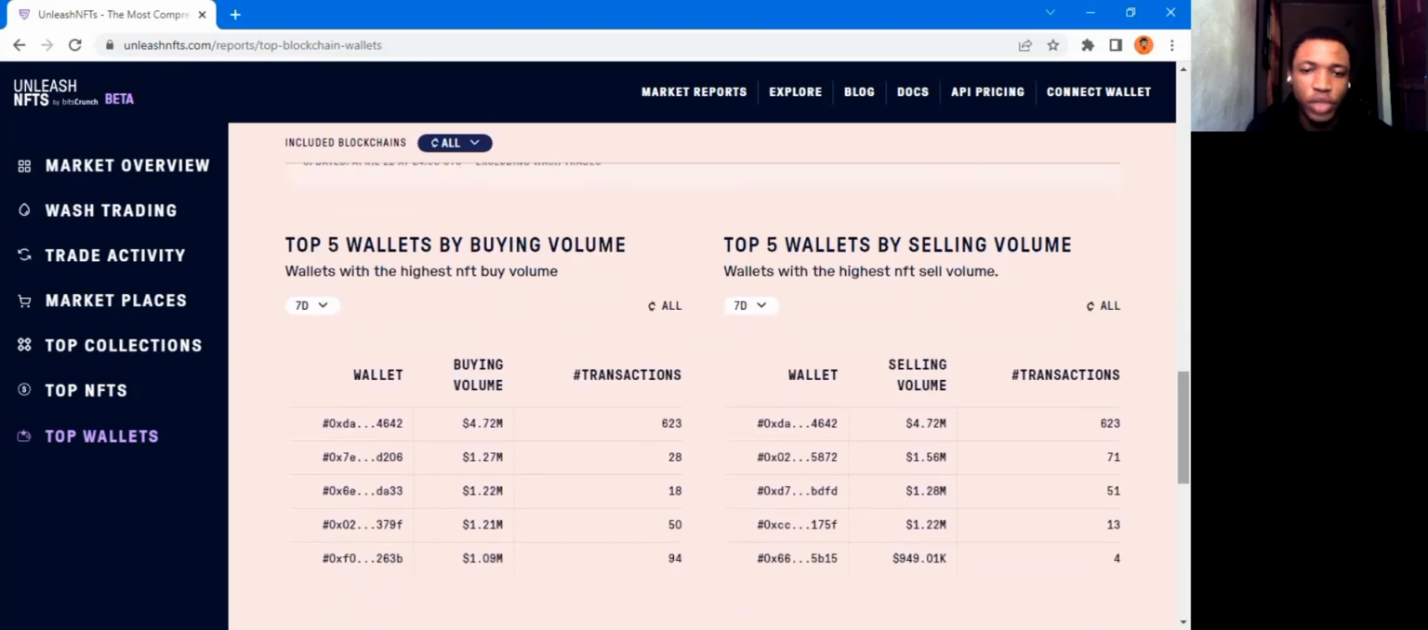we get to see the top 5 wallets by buying volume and the top 5 wallets by selling volume. The first wallet in the top 5 by buying volume has a buying volume of $4.72 million. And the first one in the top 5 by selling has a selling volume of 4.72. Looking closely, I discovered that it's actually the same wallet occupying the top spots of the top buying and the top selling. Wonder who that guy is.